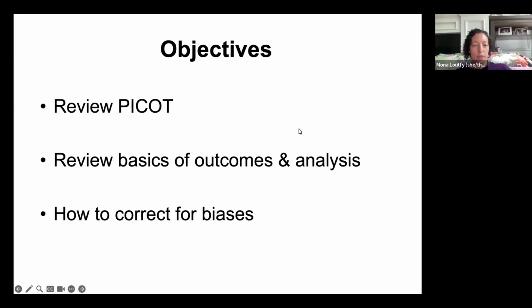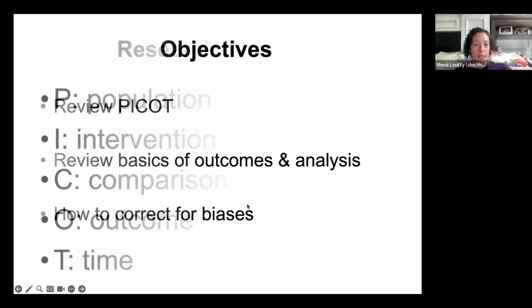So this is what we're going to review. The research question and PICOT, review basics of outcomes and analysis, and how to correct for biases.